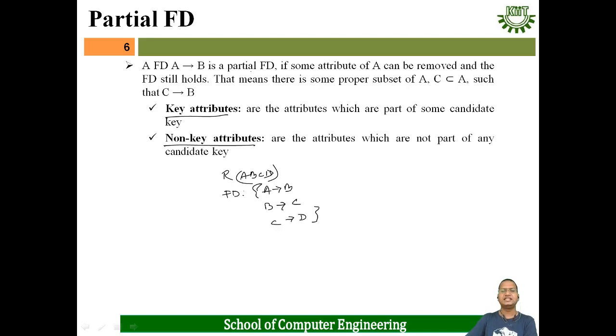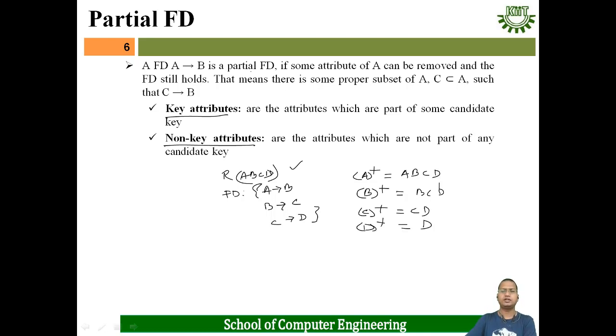So in this case, what are the key attributes and how to find out the key attributes and non-key attributes? Before that, first we have to find out the candidate keys of this relation. How to find out? Taking the closure of attribute set. First I will take A closure. A closure will be A, B, C, D. Then B closure will be B, C, D. And C closure will be C, D. D closure will be D.